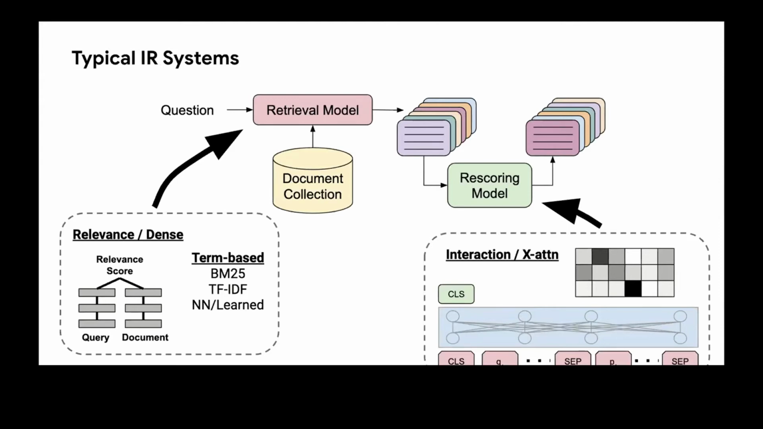On the rescoring side, because we're only going to be rescoring a few documents, much heavier models can be used. And these can be what people call interaction-based models, cross-attention models. Essentially, we can encode queries and documents or queries and passages jointly because we're only going to be rescoring a few of them. We're not going to be doing it 100 million times or something like that.